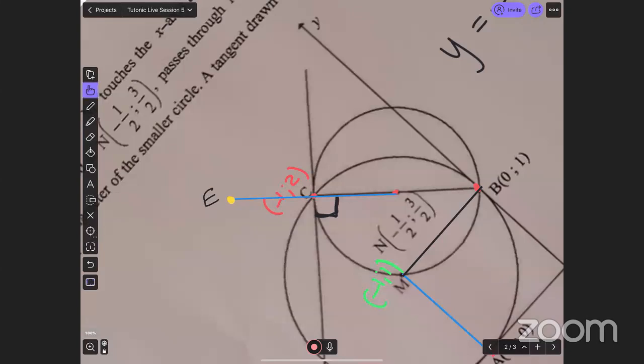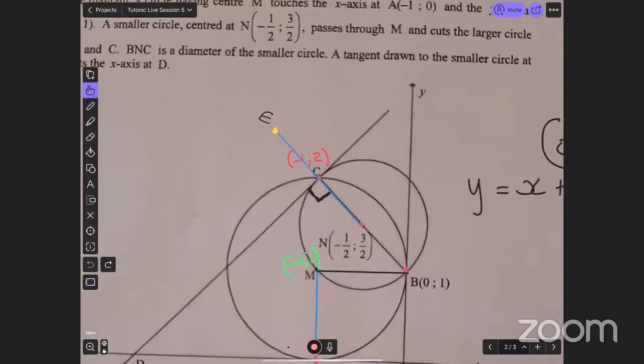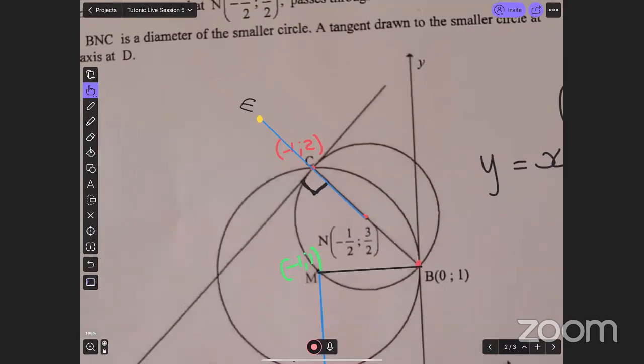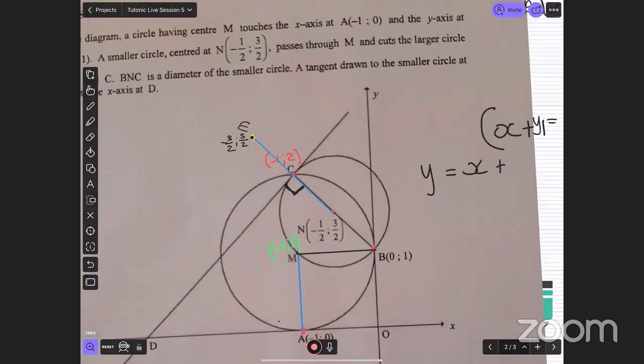So how could we work out E then? You can use C as a midpoint. Isn't C the midpoint now? I'm assuming you all know midpoint theorem. If you just use midpoint theorem, you'll get -3/2, and you're adding a half there, so it's going to be 5/2. That's the new coordinates of E.